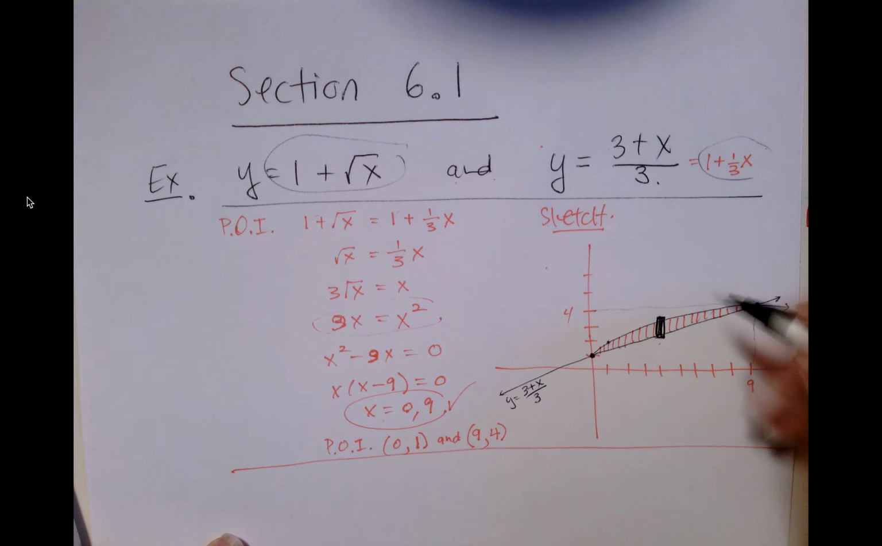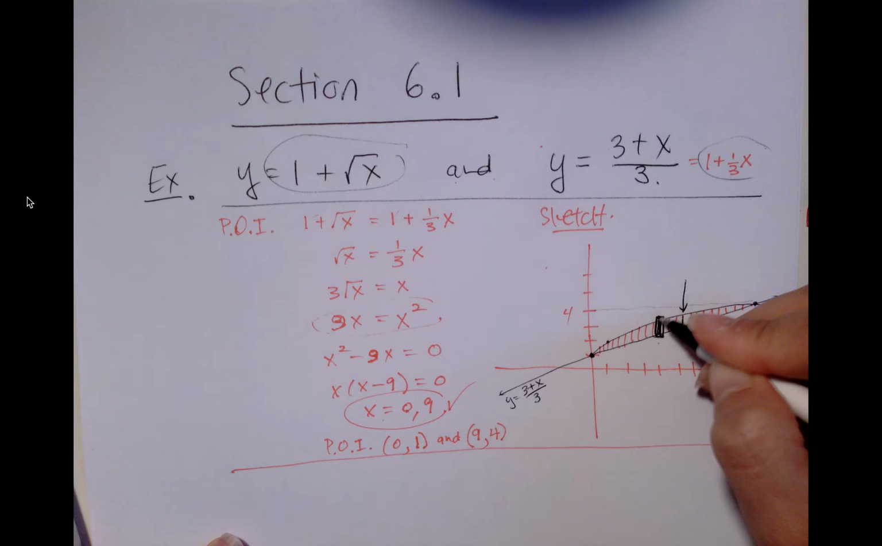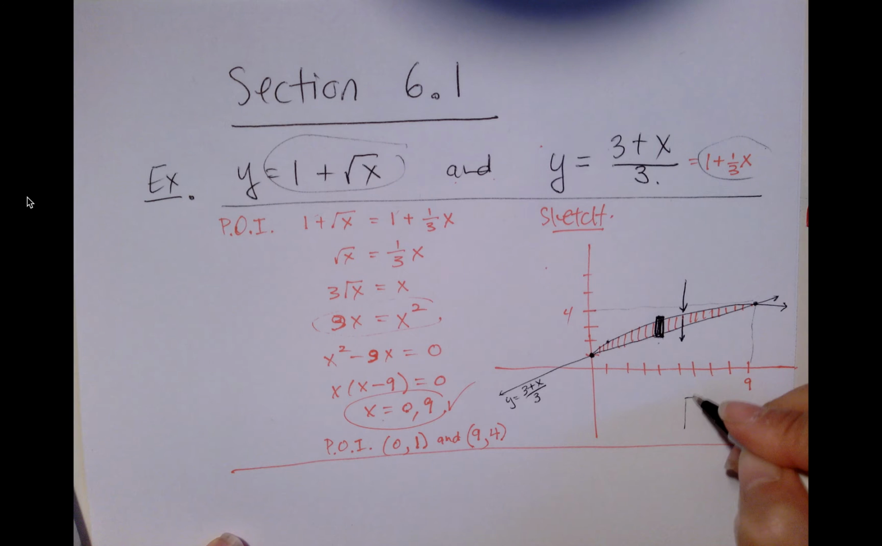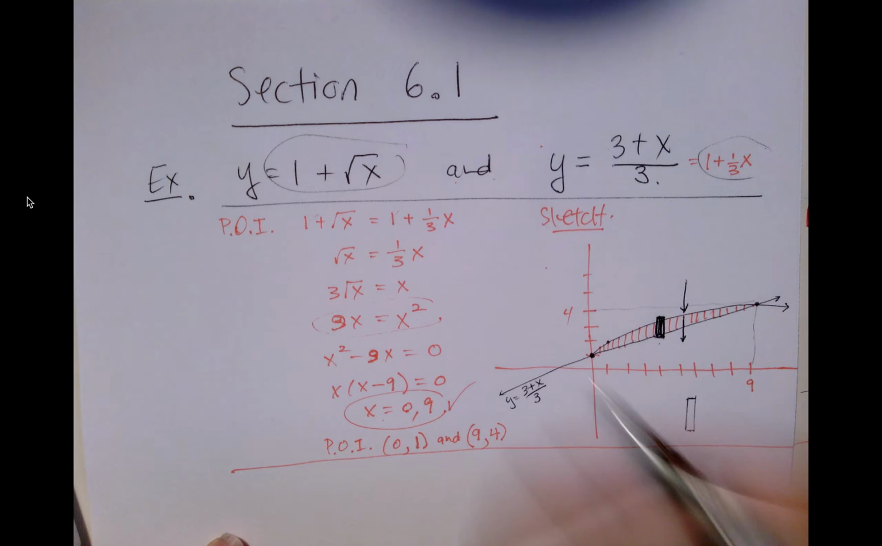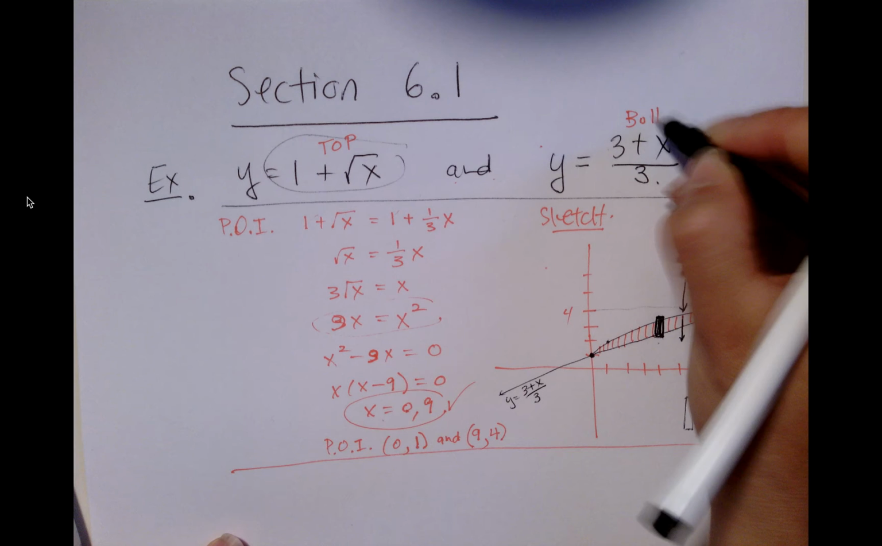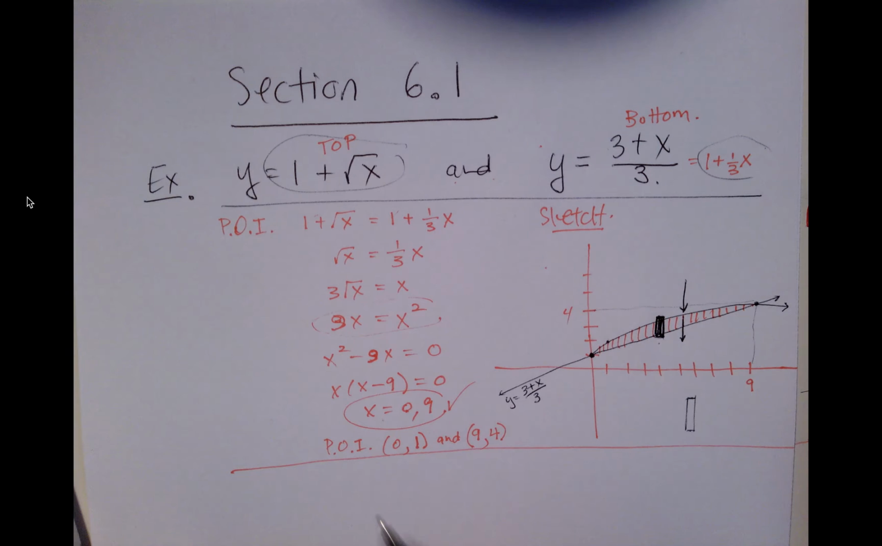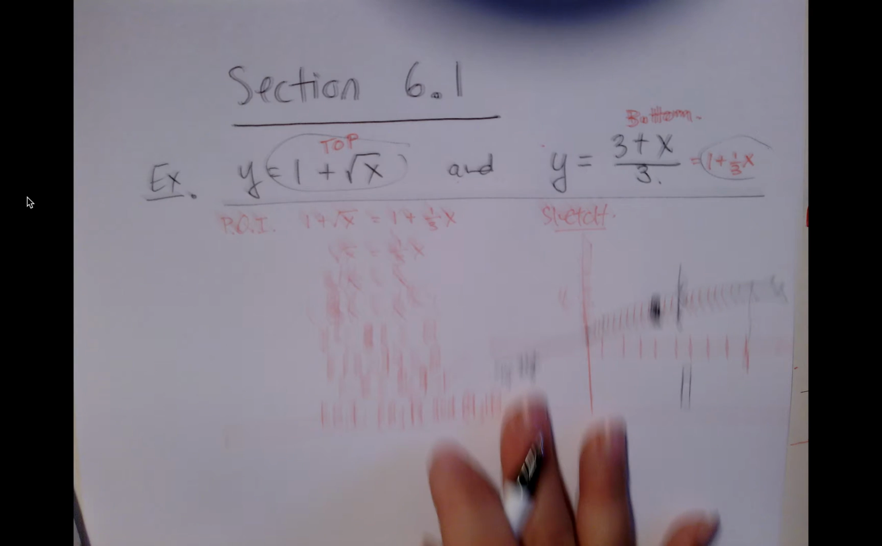Okay, so the key though is that in order to figure out the height of the rectangle, I need to subtract the bottom function from the top function. In this case, the top function I can see is this function, and the bottom function is the line. And so doing that subtraction will give me the positive height. So let's just set this up.